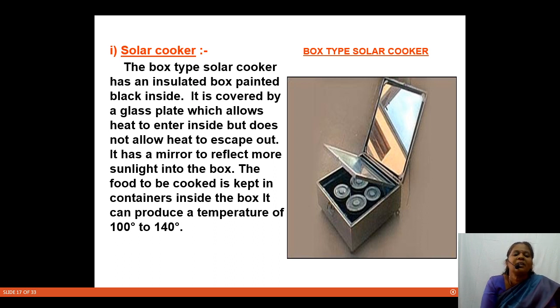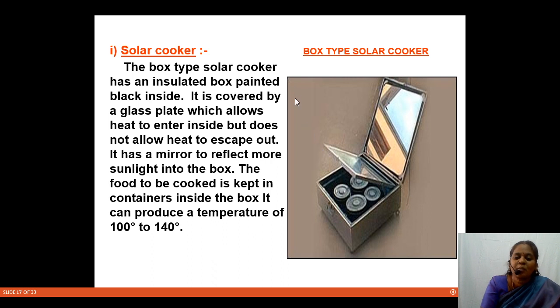It has a mirror to reflect more sunlight into the box. The food to be cooked is kept in containers inside the box. It can produce a temperature of 100 to 140 degrees Celsius. Boiling water is 100 degrees Celsius, but the temperature produced inside the box type solar cooker goes up to 140 degrees Celsius, so the food can be easily cooked. Such a sufficient temperature it is getting.